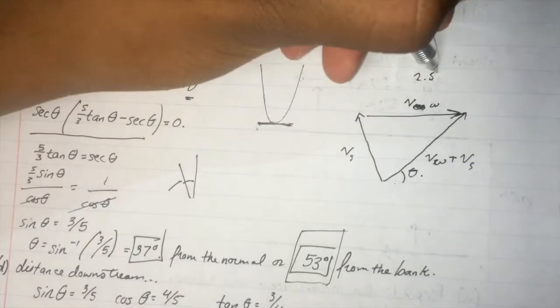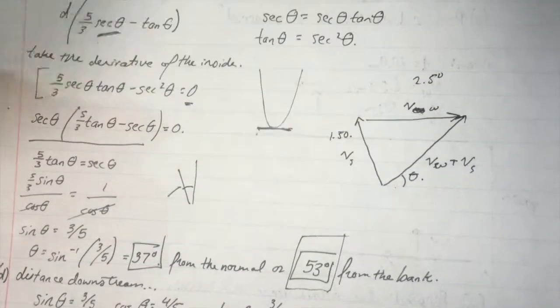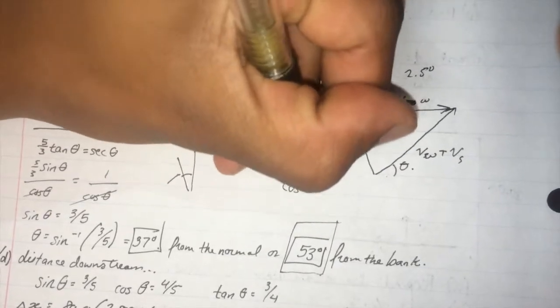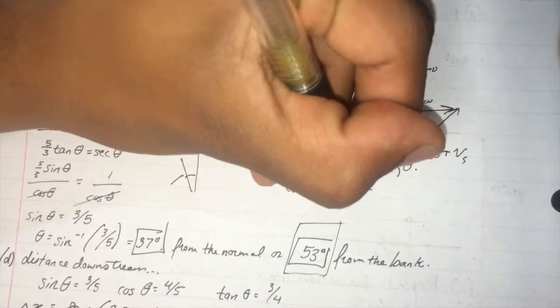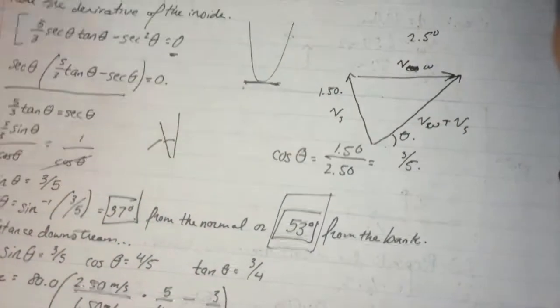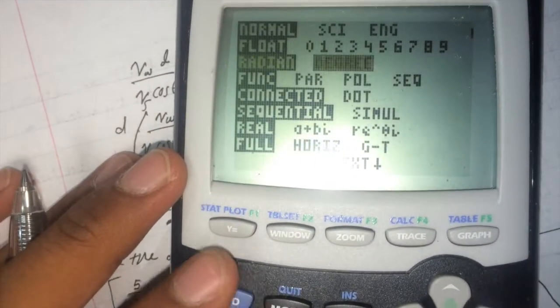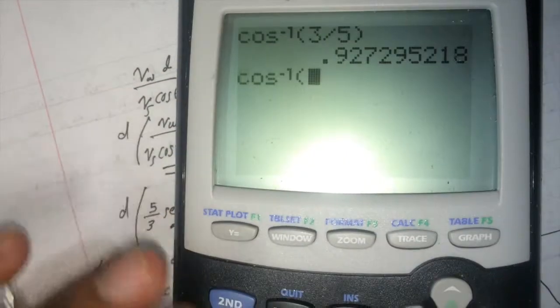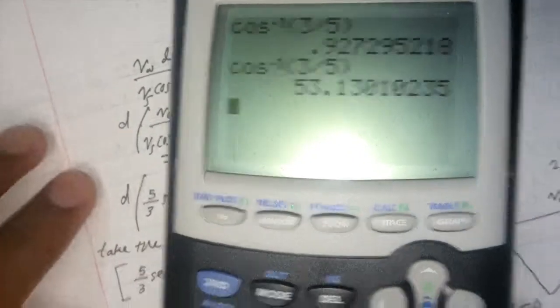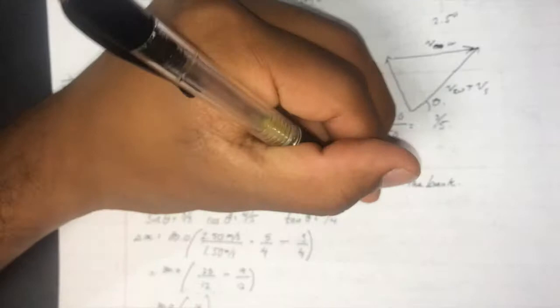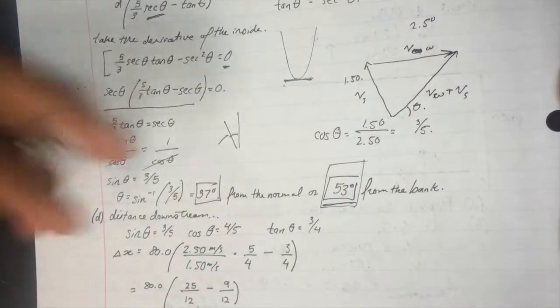Pretty much what they said is that if you know this is 2.50 and this is 1.50, the way to minimize it would be to take the cosine of theta to equal 1.50 over 2.50, and that would be 3/5. So if you take the cosine inverse of that, sorry, we're in the wrong mode, one second, let me change to degrees. We get 53, so it's the same idea. So that's our answer, 53 degrees, however you want to come to it. And now here's our next part, the distance downstream. This is a bit more complicated.